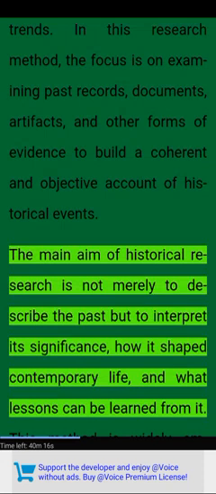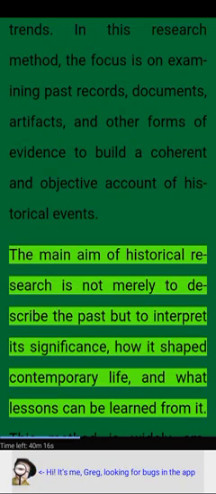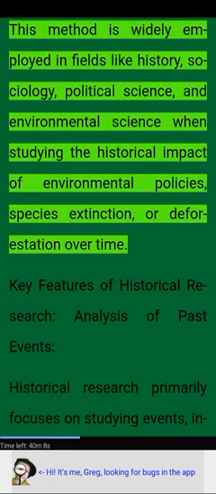The main aim of historical research is not merely to describe the past but to interpret its significance, how it shaped contemporary life, and what lessons can be learned from it. This method is widely employed in fields like history, sociology, political science, and environmental science when studying the historical impact of environmental policies, species extinction, or deforestation over time.